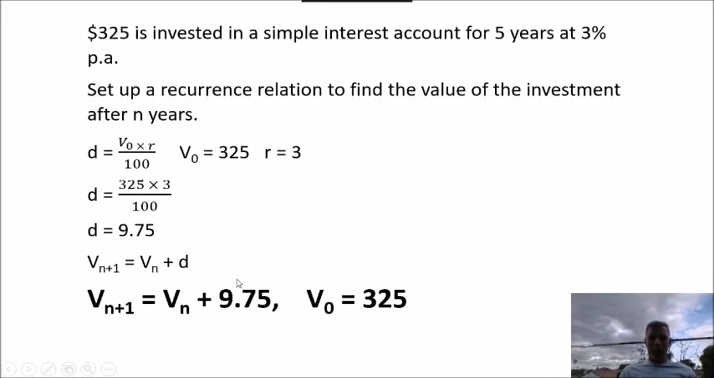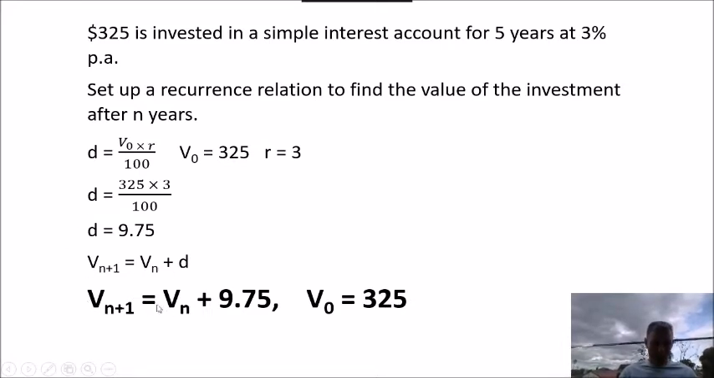And then all you do is you just put D into the formula. So Vn plus 1 equals Vn plus 975, and then you always put the starting amount, right? V0 equals 325. That was it. All you had to do was find D.